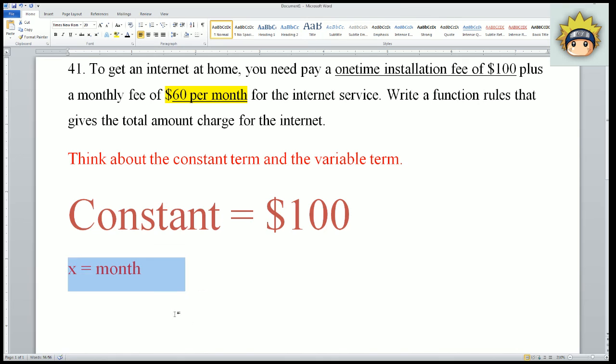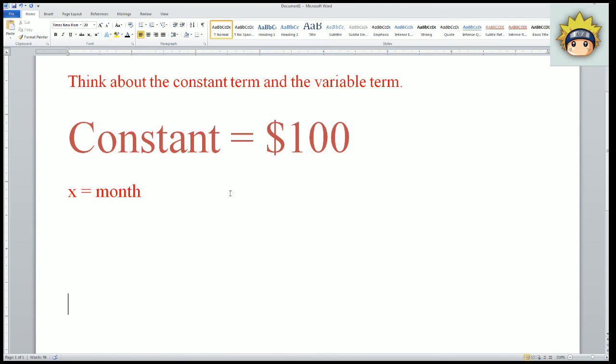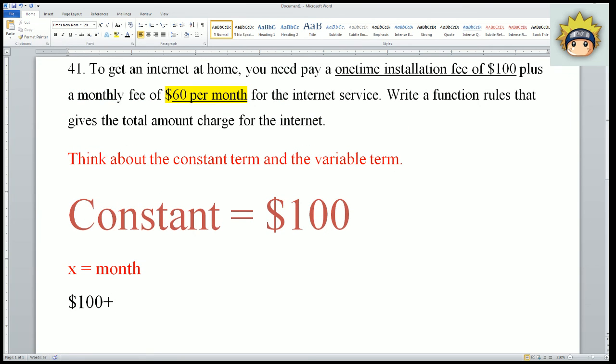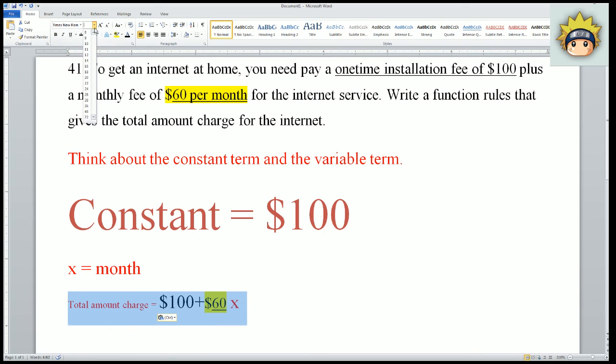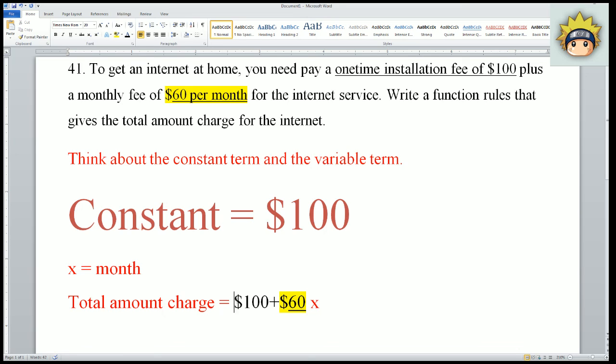So your total charge would be: you will have to pay $100 first of all, because that is your flat amount, and you have to pay $60 per month. We don't know what month it is, so we put x here. Good? So this represents your total charge. There you go. Your total charge is $100, which is your flat amount, plus 60 times x because you don't know how many months that is. So that clears up all the function and relationship questions.